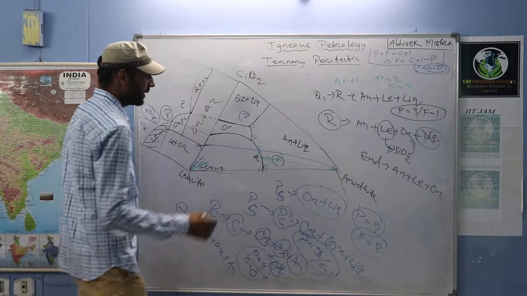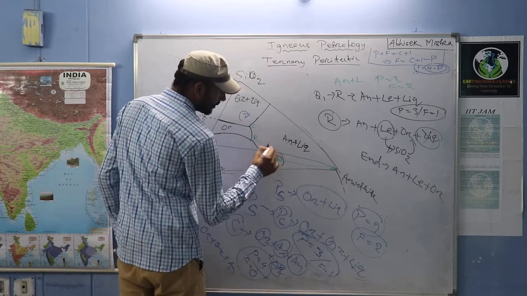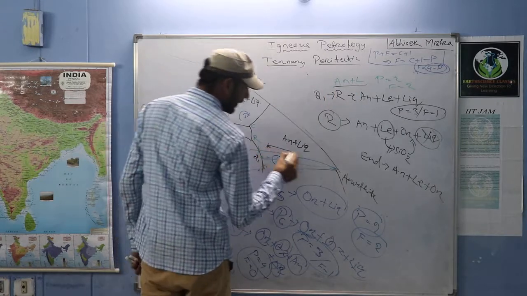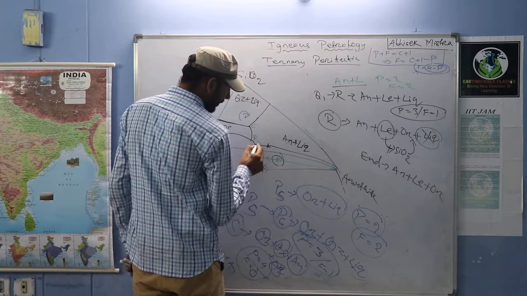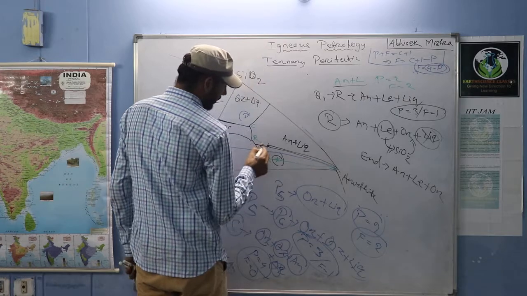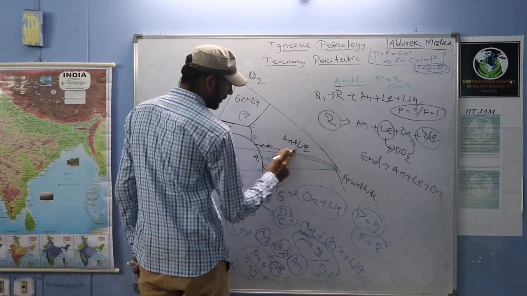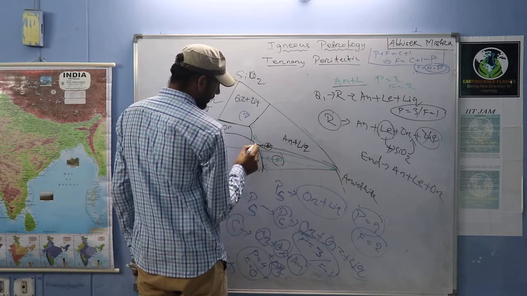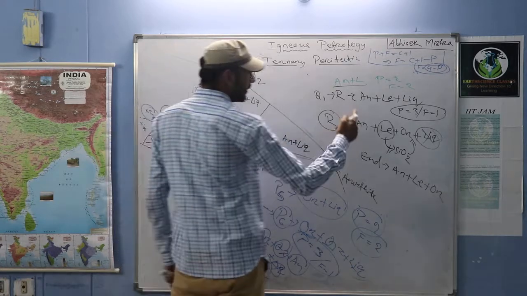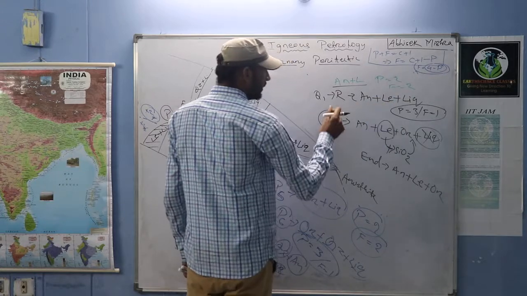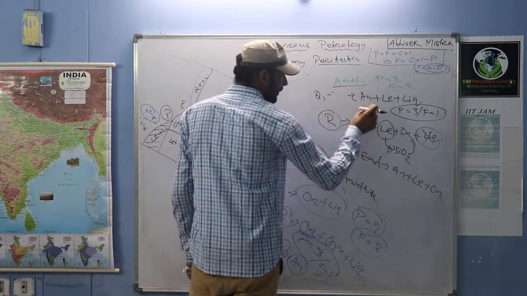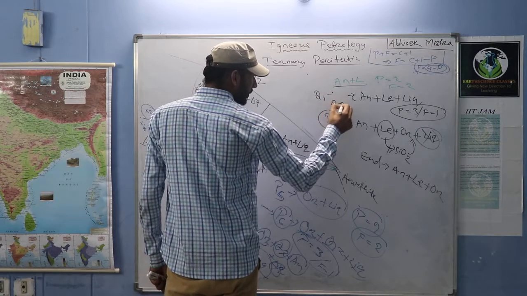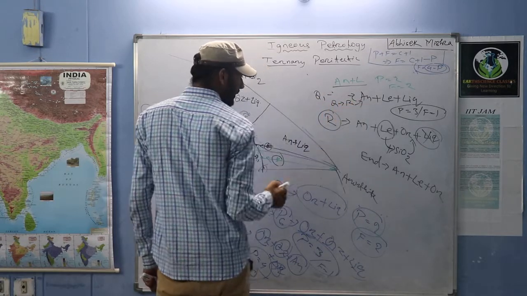Okay, if I am taking any composition here, what will happen? Start with anorthite plus liquid, then I will join it like this. It will move here. Okay, then here what will happen? Again anorthite plus leucite plus liquid. From Q to R, again the same thing will result.